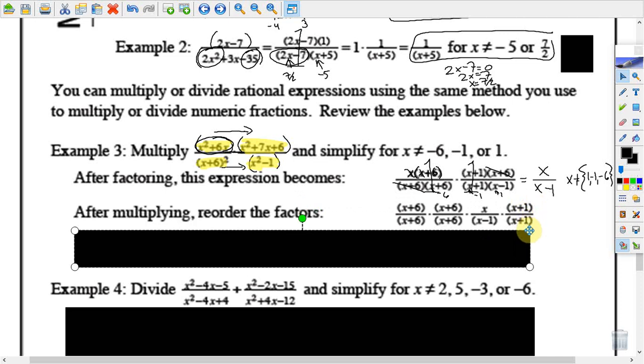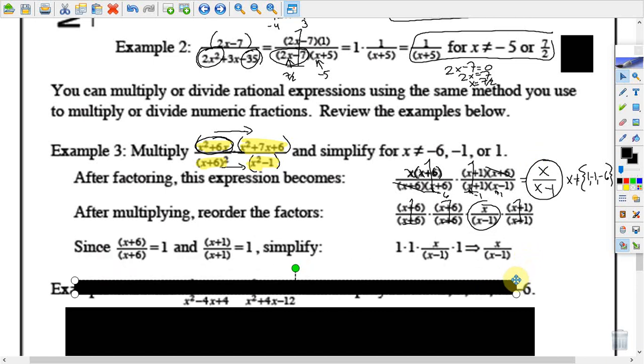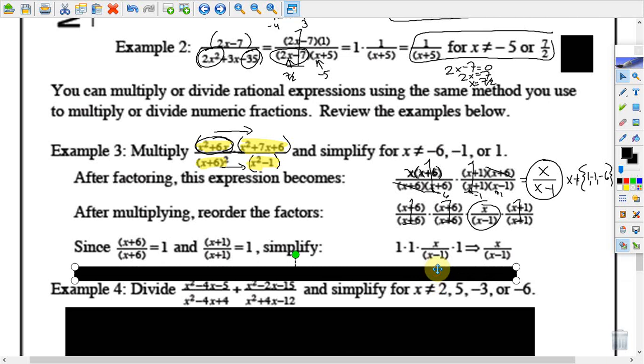All right, they went ahead and reordered it, which is fine. Moved it so that you can see the big ones more easily. Big one there, big one there, big one there. Still left with what we have right here. And that's exactly what we have left again. So there's the final answer. The x over x minus 1 and x cannot equal 1, negative 1, or 6.